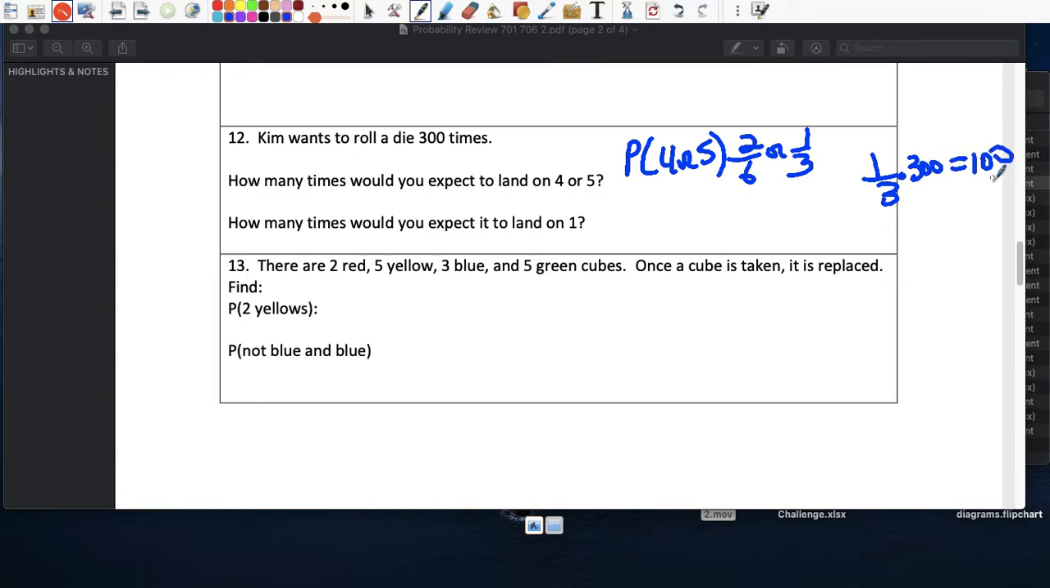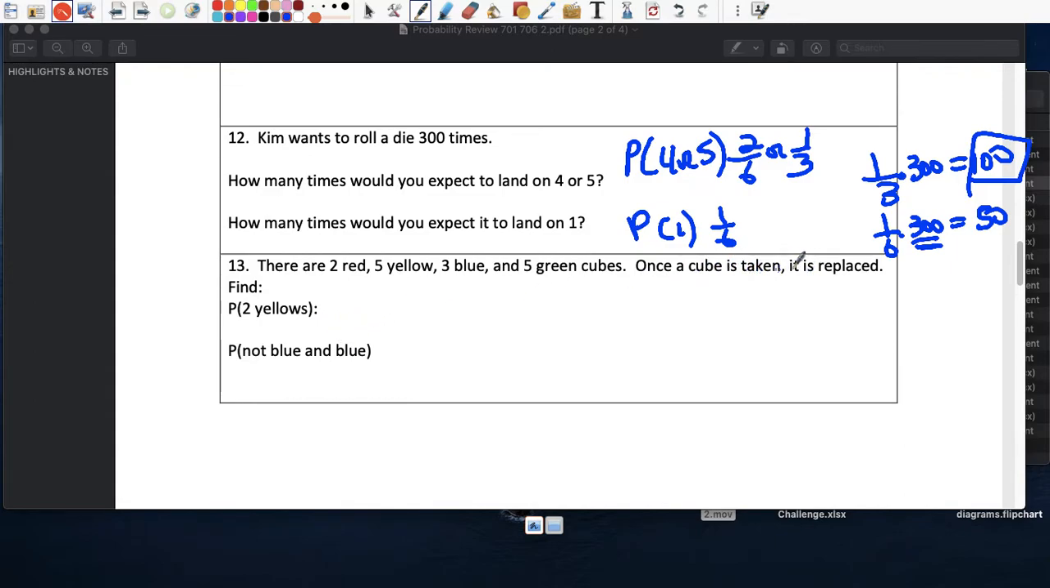How many times do we expect it to land on 4 or 5? About 100 times. How many times would you expect it to land on 1? The probability of 1 is 1 out of 6. Take that, multiply by 300, and we get 50. So out of 300 times, 50 times we expect it to land on 1.